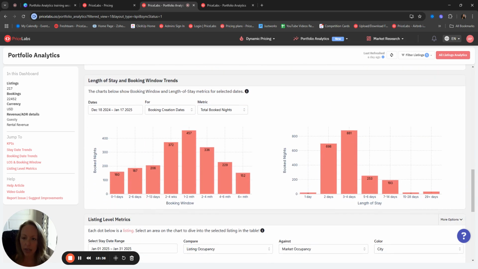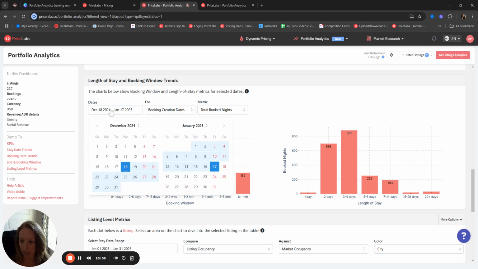All right. Next, we have the length of stay and booking window trends. It can help you with your minimum stay strategy and potentially last minute discounts if you do see an uptick in last minute bookings. So let me show you some options here. You can completely custom select the dates that you're looking at. It by default shows the previous 30 days. And it's looking at booking creation dates by default too.